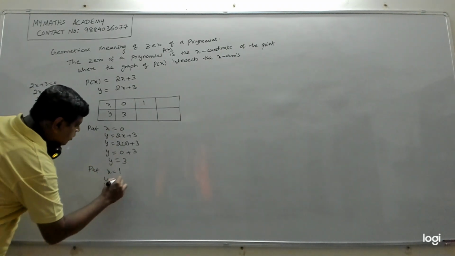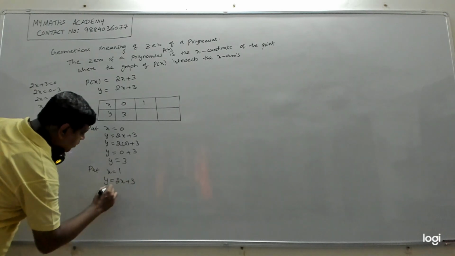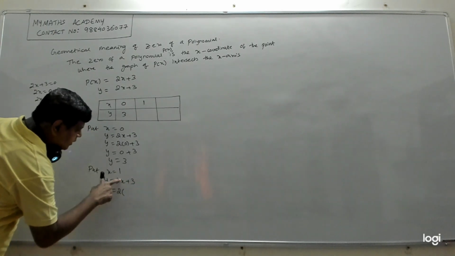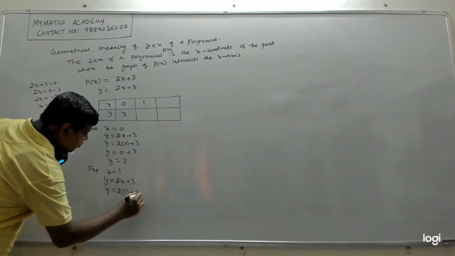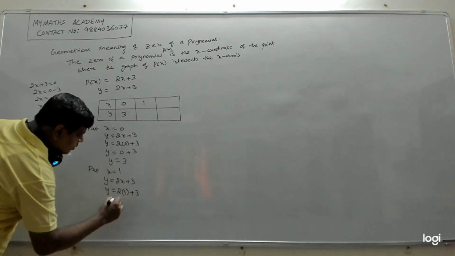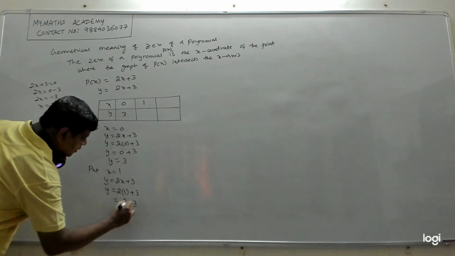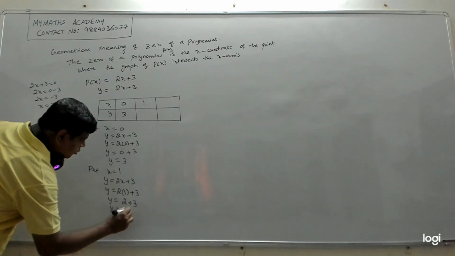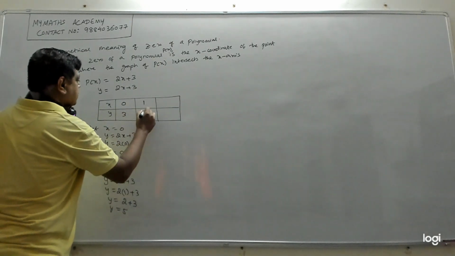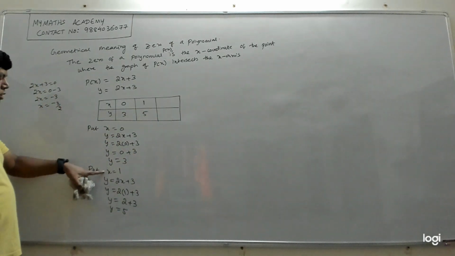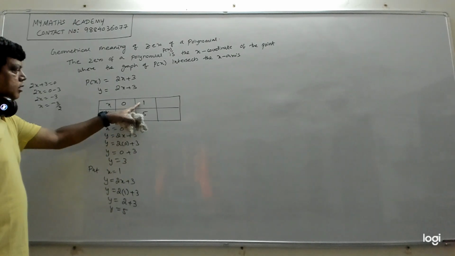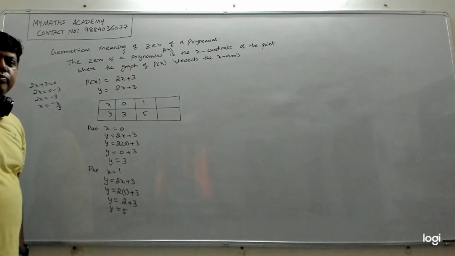So y becomes what? 2x plus 3. So y is equal to 2 into x. x is 1. 2 into 1 is 2, 2 plus 3. So y is 5. So when I put x is equal to 1, my y becomes 5. So when x is 1, y is 5.